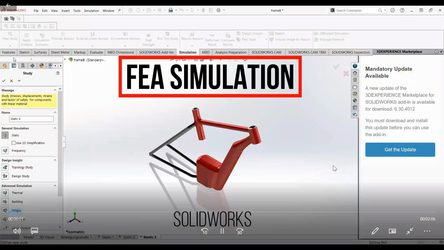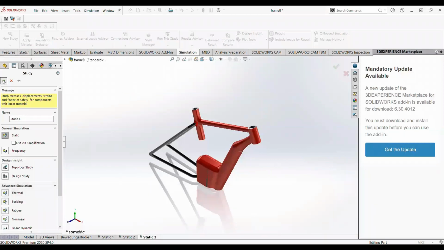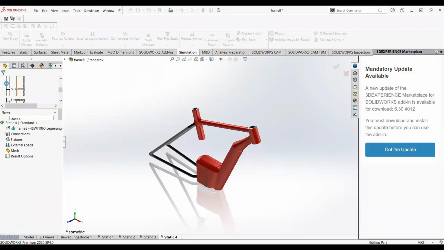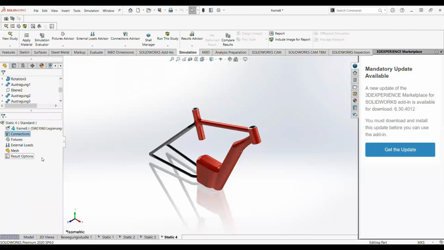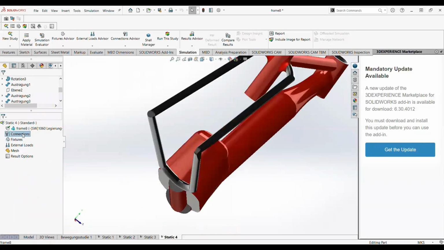So here we'll see some finite element analysis. I think you will understand where we wanted to put the load and see how the structure behaves based on this load. Okay, so for the setting, you need to first fix the structure.